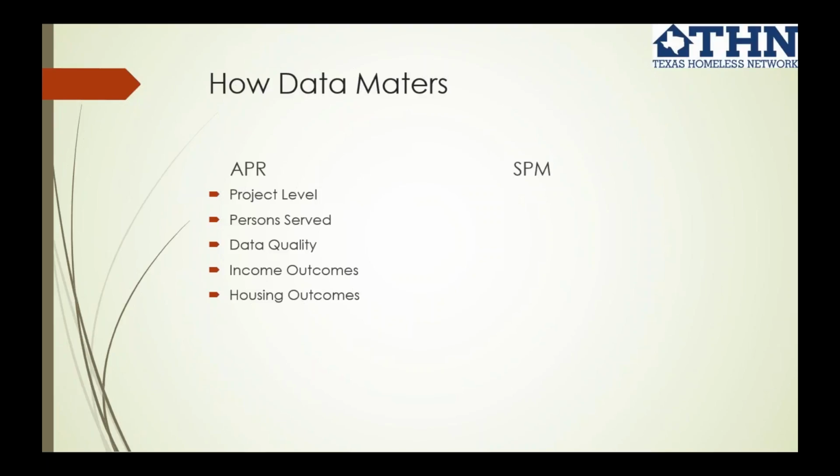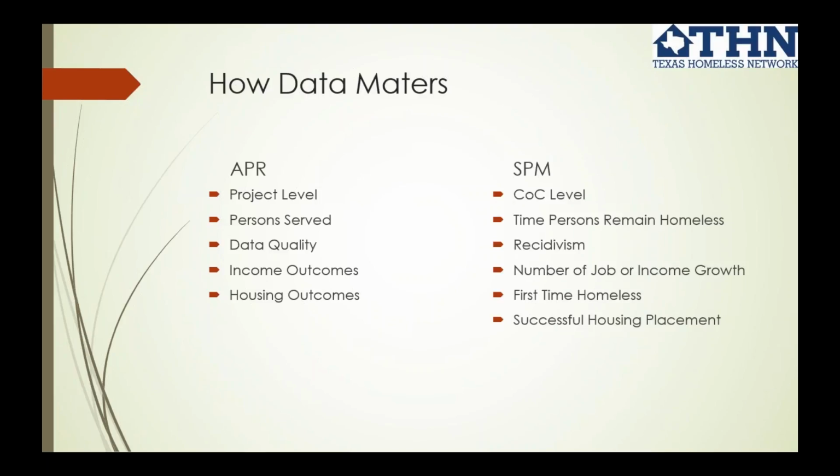Compare that to the system performance measures. That's at a COC level. So it's really not looking at your individual project. When we start getting to the system performance measures, that's one of the reasons why we hit data quality so hard, because it really is affecting everyone in the software, because we're all working together, no I in team. This is where that comes into play. So it is at the COC level.